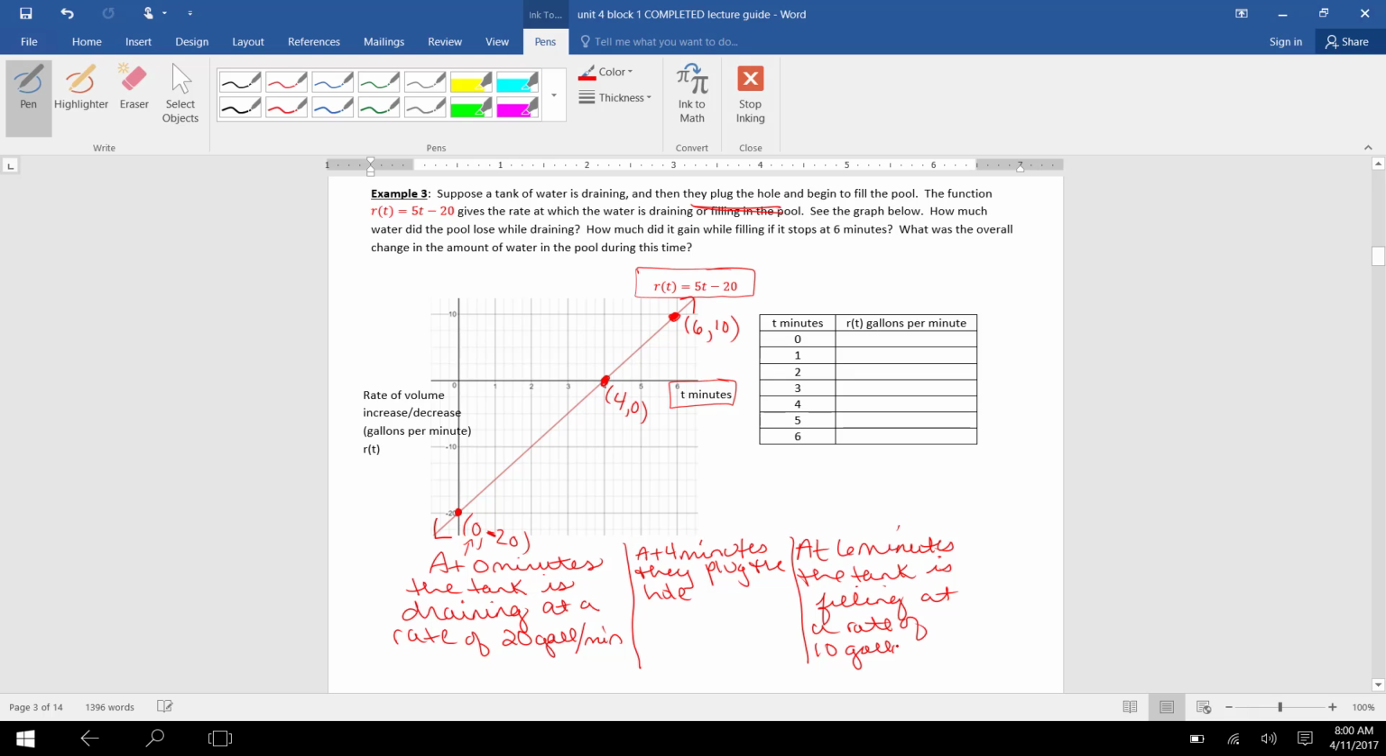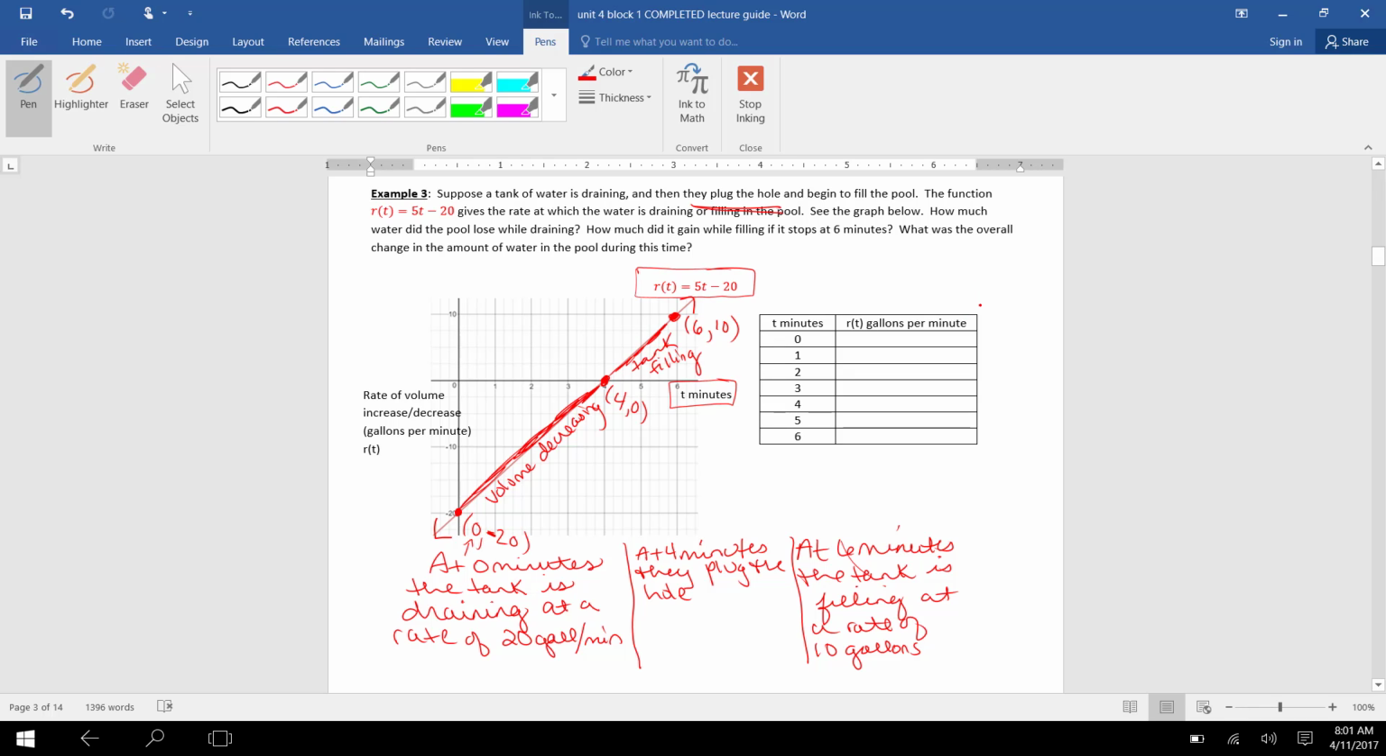So notice then when this rate function is below the x-axis, that indicates that the volume is decreasing because the rate is negative. So on this entire span down here, where this function is below the x-axis, the volume in the tank is decreasing. The tank is draining. Then again, at 4 minutes, they stop the drainage, they plug the hole, and then after 4 minutes, the tank is filling.